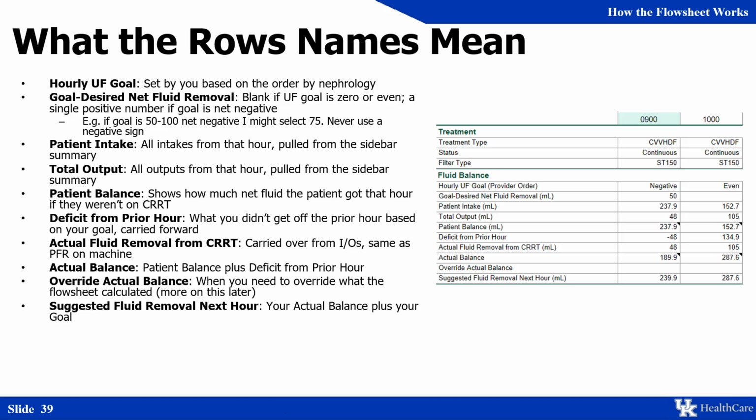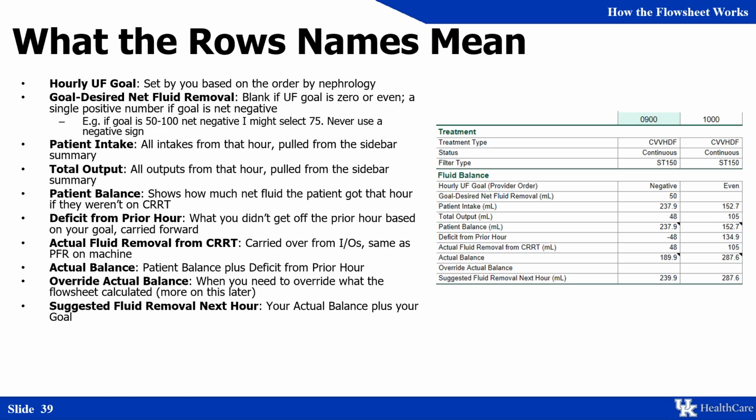Patient intake, all intakes from that hour, pulled from the sidebar summary. Total output is all outputs for that hour, also pulled from the sidebar summary. Patient balance is basically saying how much that patient got in versus out if they were not on CRRT. We'll show this in the next slide, but it's going to show that you have your intakes minus your outputs plus the CRRT PFR back. And that'll make sense hopefully more in a minute.